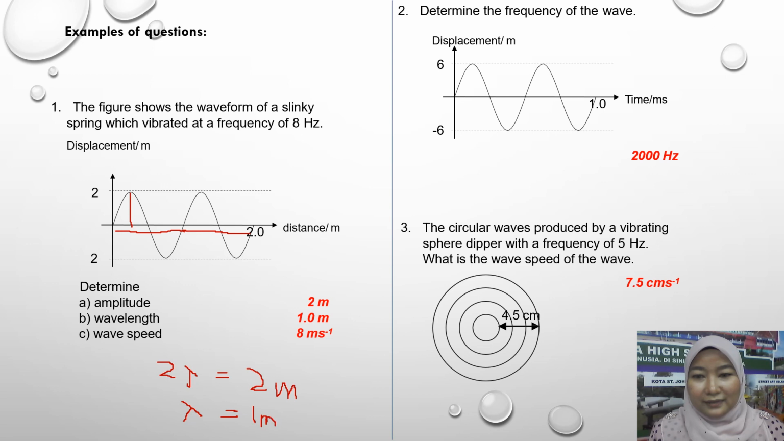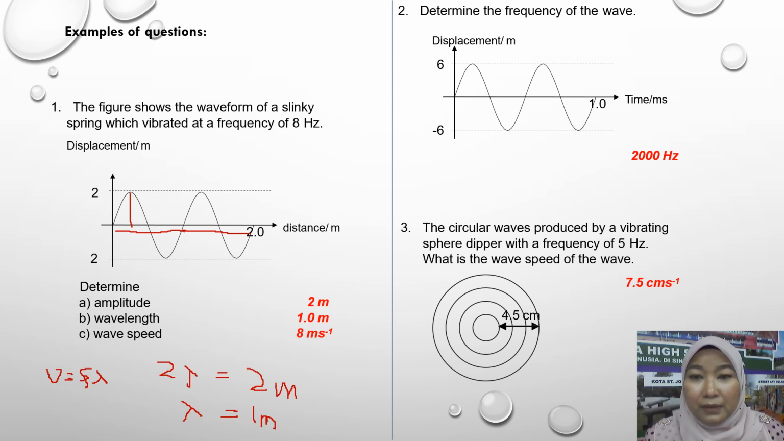Can you understand that? And what is the wave speed? To calculate wave speed, we can use the formula v = fλ. So v = fλ. The frequency given is 8 Hz and λ is 1 meter. So the wave speed is 8 meter per second.